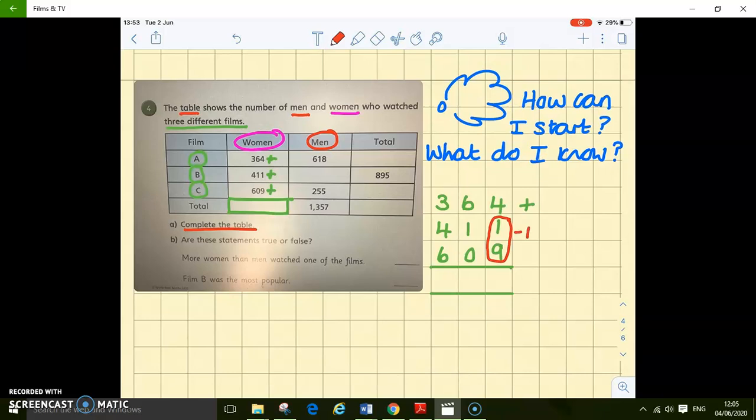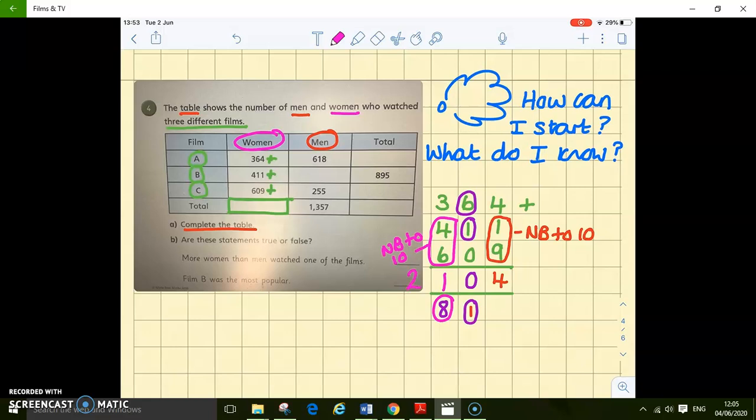Oh, I can see a number bond to 10 there straight away that I can use. I know that's 10, and 4 more is 14. So that's 1 ten, 4 ones. Now I'm going to look at my tens column. So I've got 60, add 10 more is 70, add 10 more is 80. Now I've got another number bond to 10 here. And I've got another 3, so that's 13.